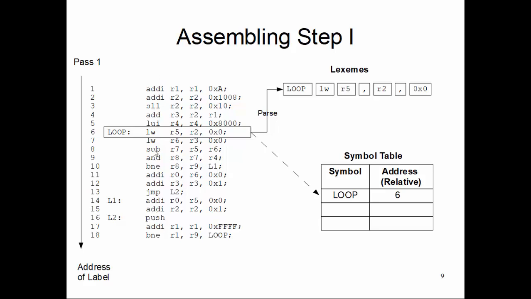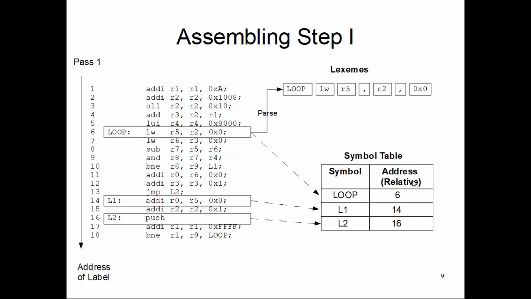Because at this point you really don't know what the address is going to be for this instruction, right? You don't know yet. So we just get, okay, this is for my instruction 6. That's what we entered there. Similarly, we have instruction 14, we have L1 in the symbol table, and its instruction number is 14, and then for L2 the instruction number is 16. That's what we create in the symbol table.